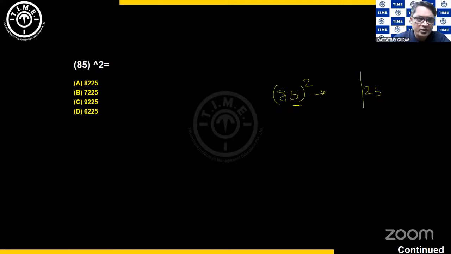If you look, every option ends with 25. Now, look at the next number after 8, which is 9. It should be 8 nines. What is 8 nines? 72. So what should the answer be here? 7225. This is my final answer. So again, if you look at the options, option B is the answer. This part is okay. Let's take the next question now.